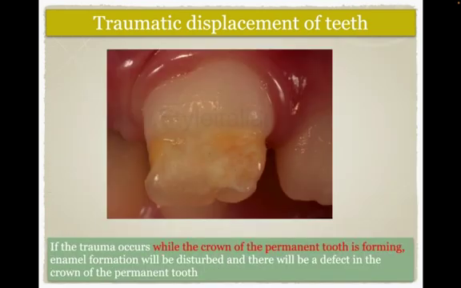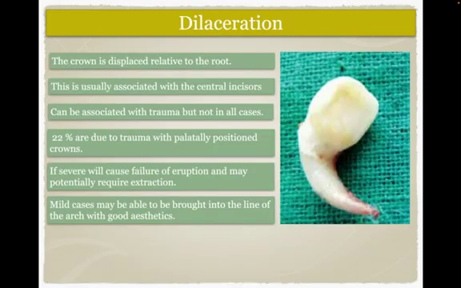Now if the trauma happened while the crown is forming, it's not finished yet, we might have something like this, which is basically the disturbance in the crown formation resulting in hypoplasia, as we can see in this photograph. And that takes us to discuss the dilaceration. This is a photograph of a dilacerated tooth.